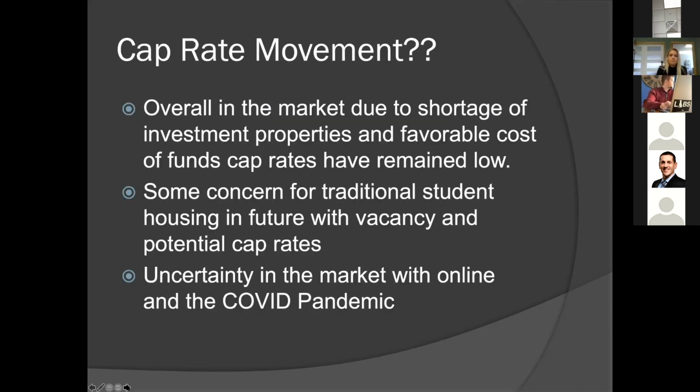Okay, so just kind of what we're seeing with cap rate movement overall in the market, there's a shortage. I do see some concern. We've seen that with applying a little bit higher vacancies in some of the student housing, just some of the uncertainty with, quite frankly, COVID. University enrollment has started to stabilize, but it's been declining. New construction starts have been going up. There's just a little bit of uncertainty and some concern in the student housing segment.